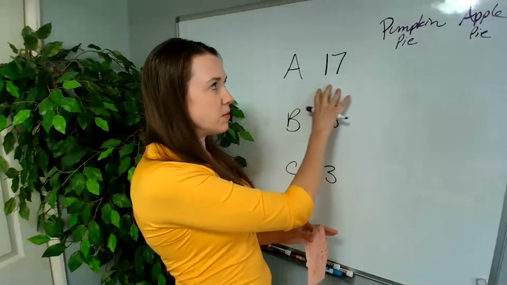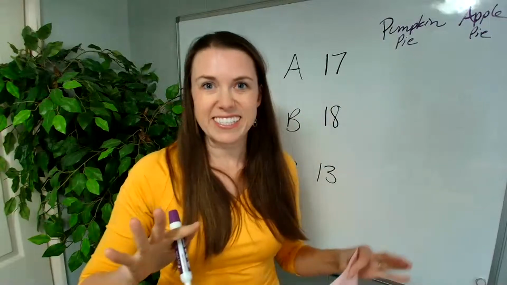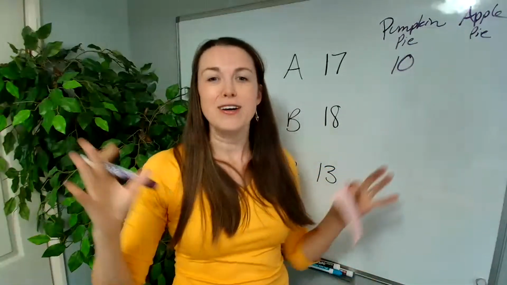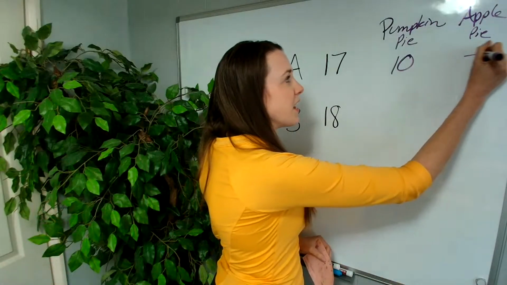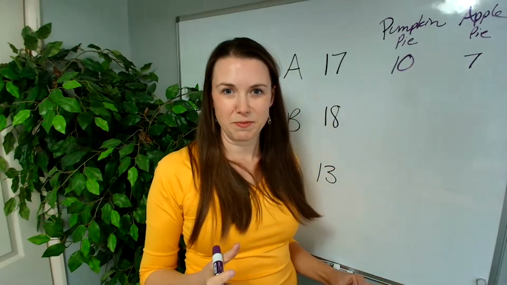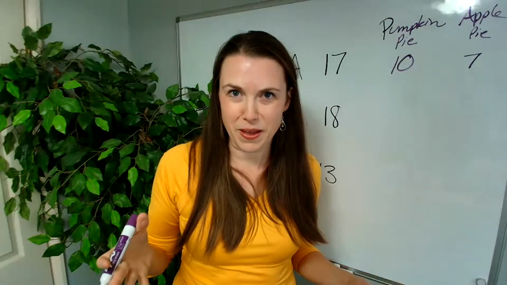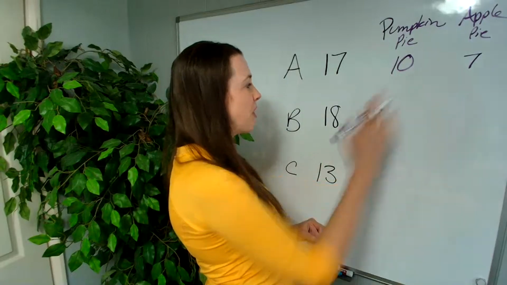Of these 17 people, we're going to say that 10 of them decided that pumpkin pie was their favorite, and they want us to serve pumpkin pie, whereas 7 people decide that they want apple pie. We're doing the winner-takes-all system, the popular vote. So 10 people pumpkin, 7 people apple.